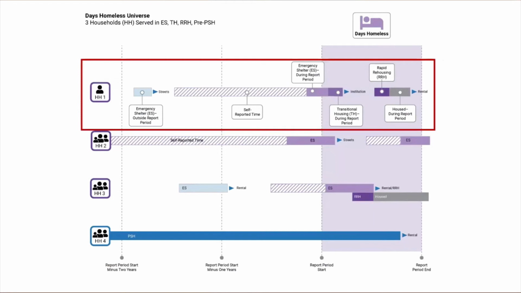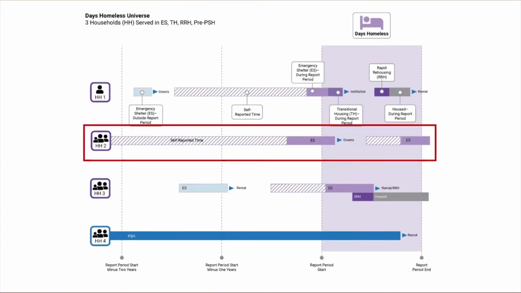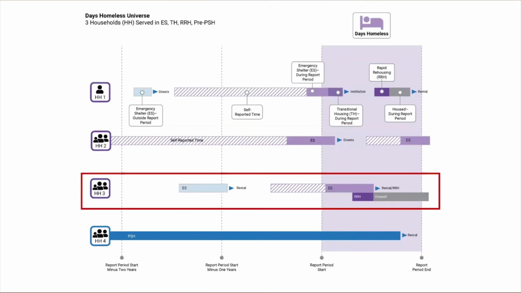Household 1 had days homeless in the homeless system during the report period in emergency shelter, transitional housing, and rapid rehousing. Therefore, Household 1 is included in the days homeless universe. Household 2 had days homeless in 2 separate emergency shelter days during the report period. Household 3 had days homeless while in emergency shelter.